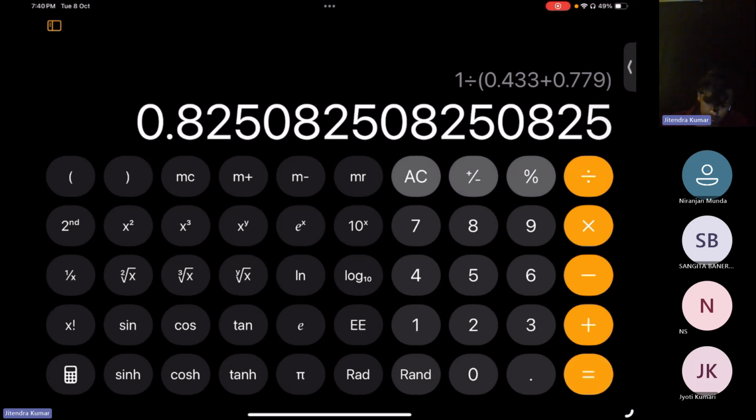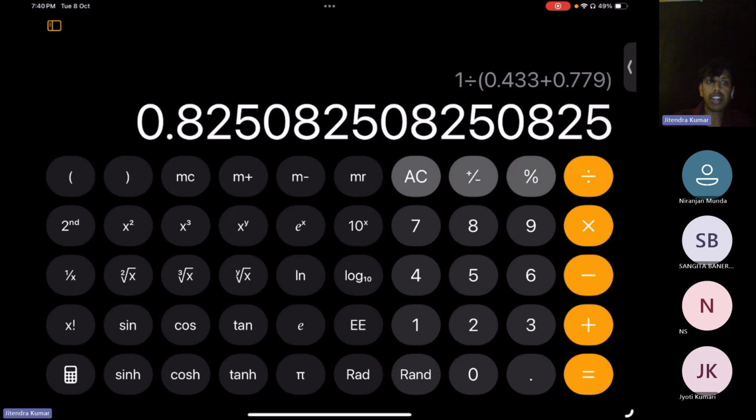0.82. 0.824 hertz. It's coming out like that, but that frequency is so slow, isn't it?